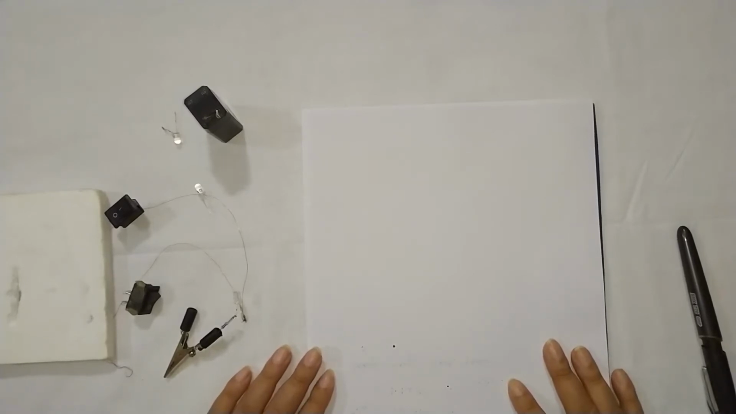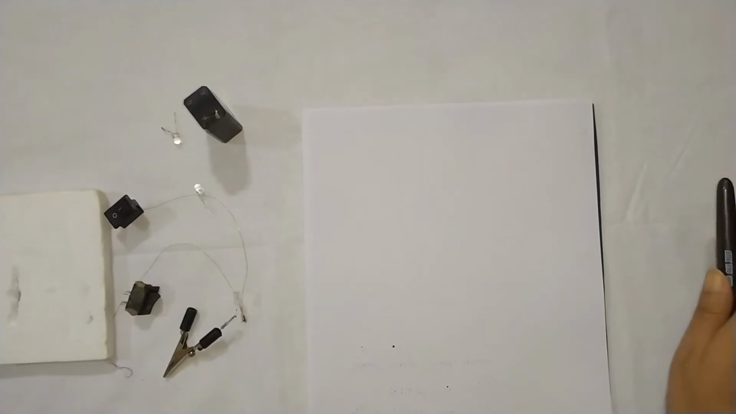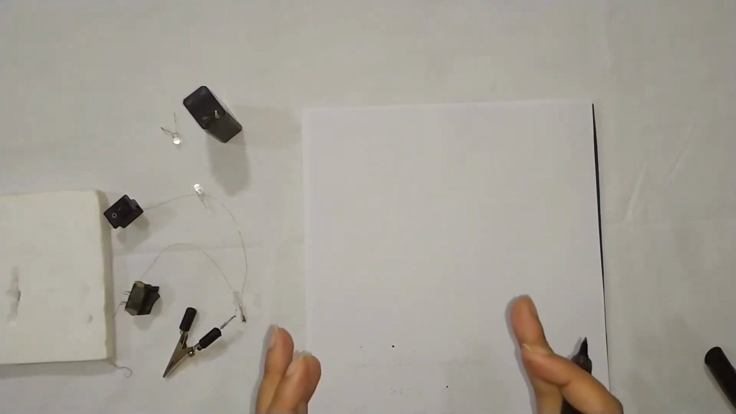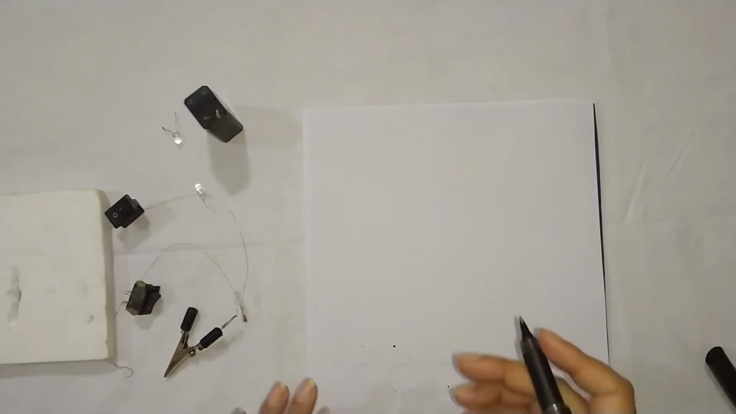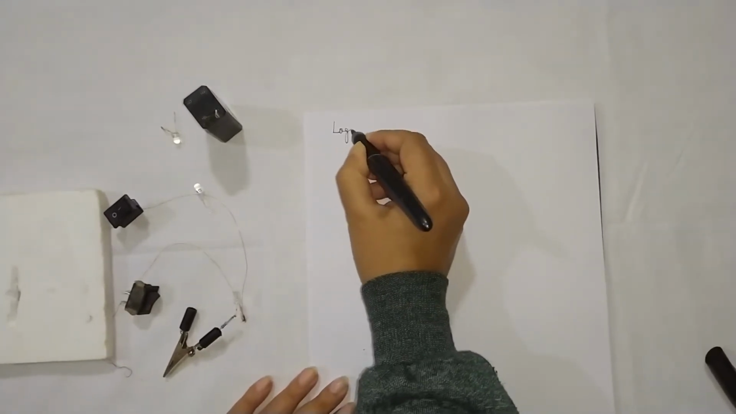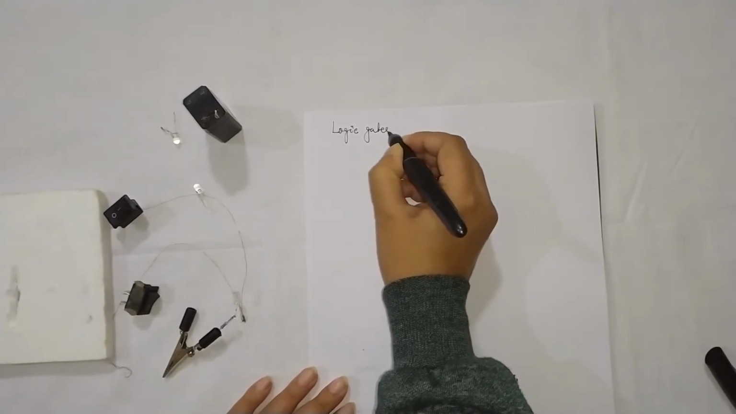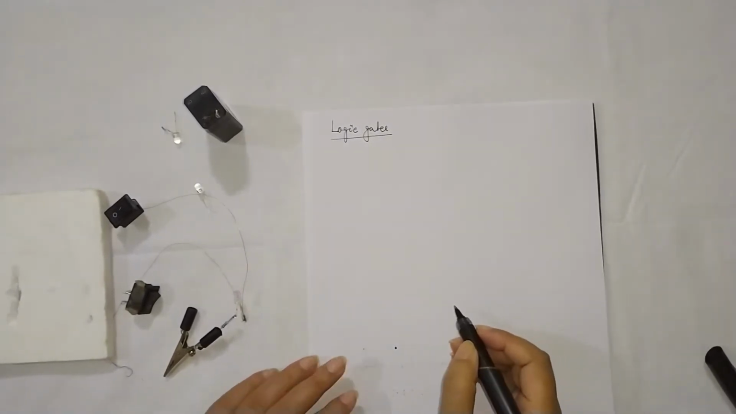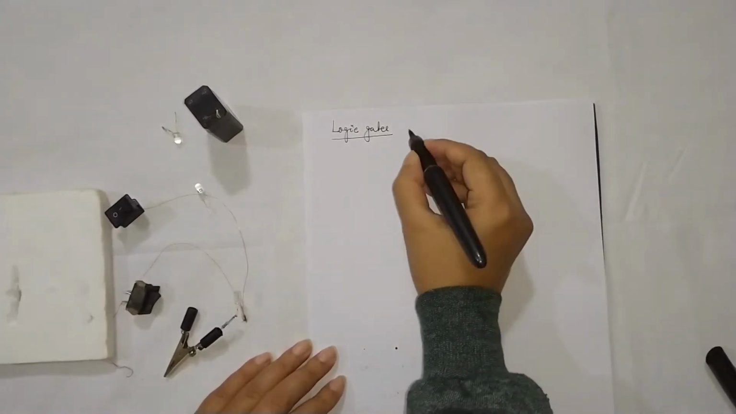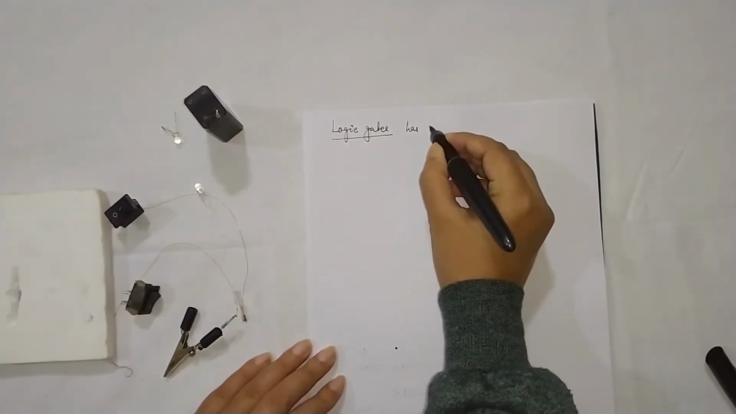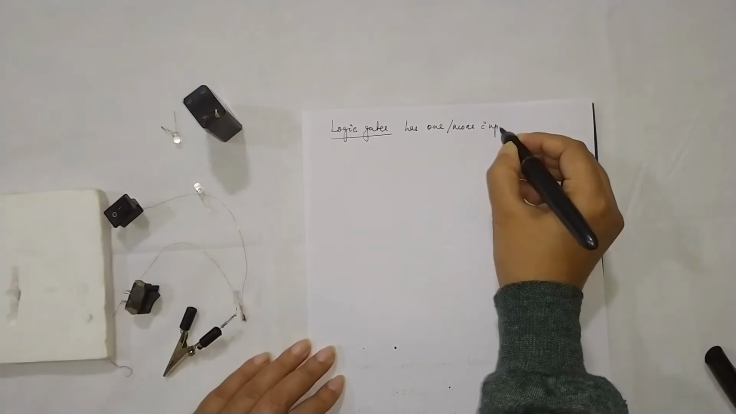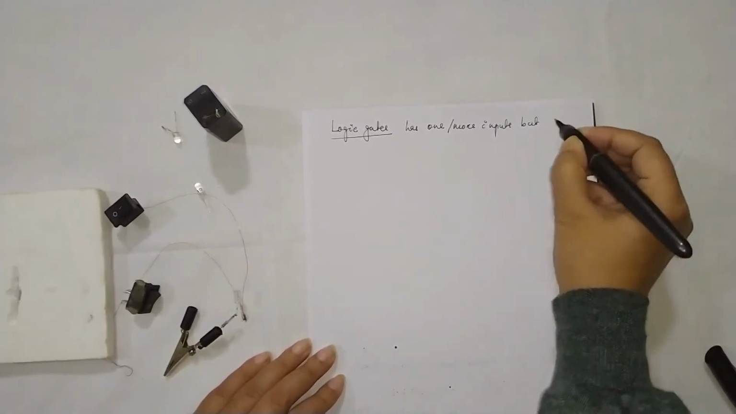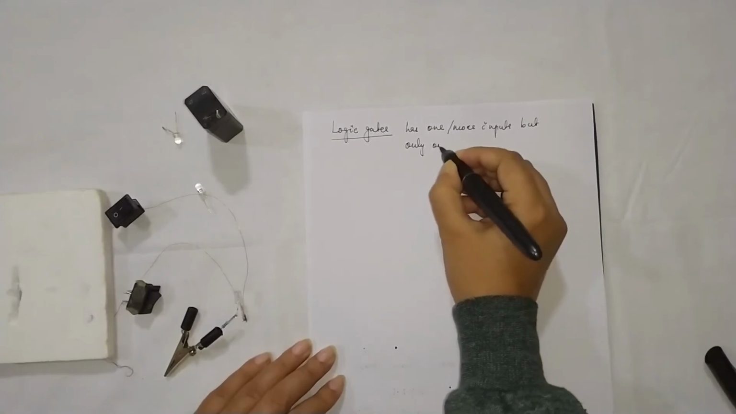So let's start our today's discussion on basic logic gates. We are going to study basic logic gates, but before that you need to understand what a logic gate is. In physics, whenever we talk about logic gates, a logic gate has one or more inputs but only one output.